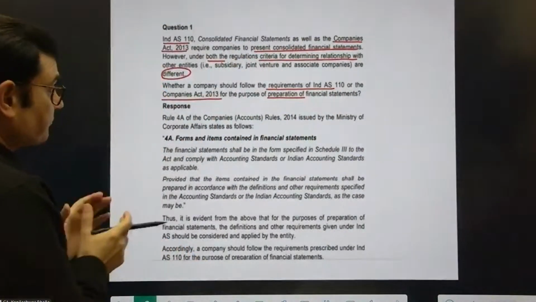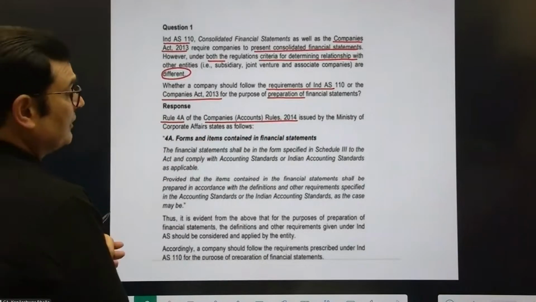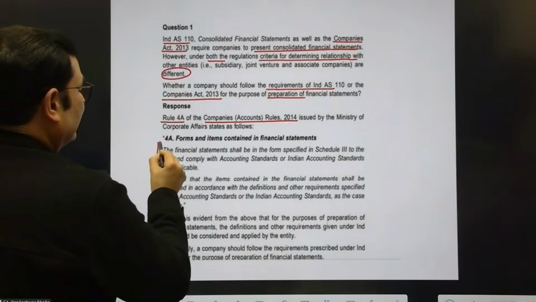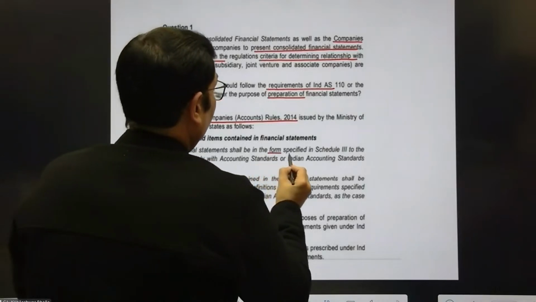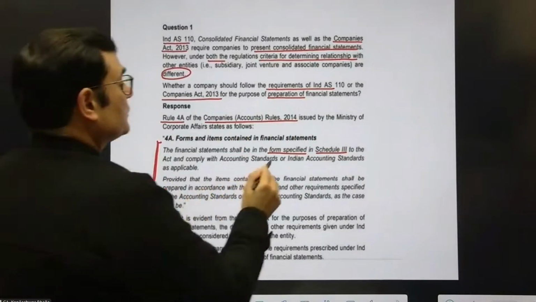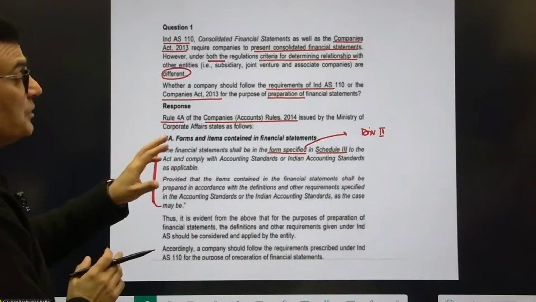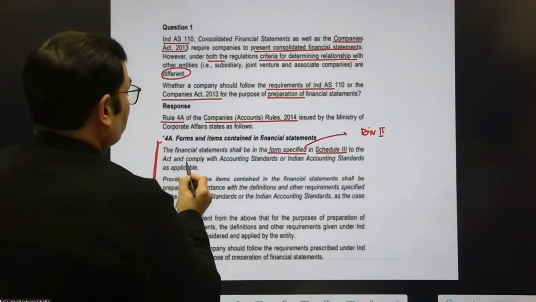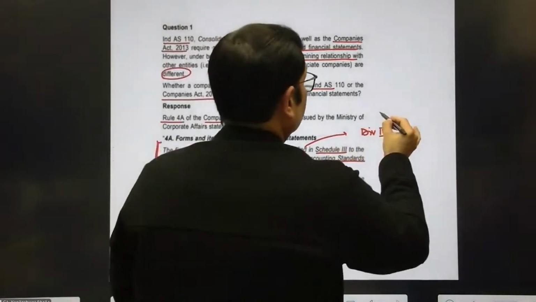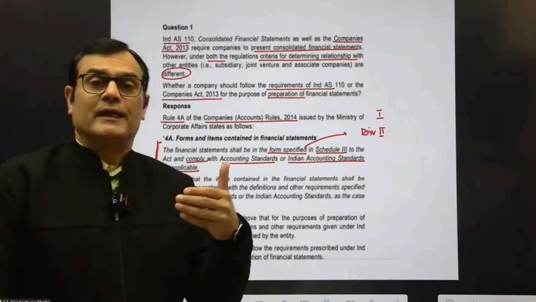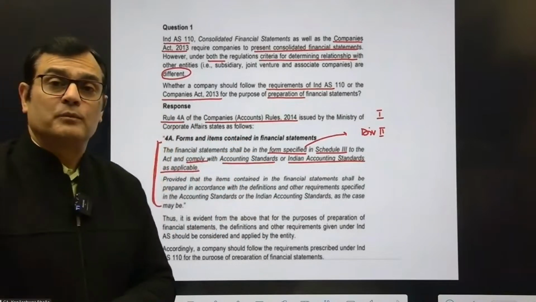So now let's look at the clarification. There is rule number 4A of the Companies (Accounts) Rules 2014 issued by the MCA, Ministry of Corporate Affairs. This is what is stated in rule number 4A. It says financial statements shall be in a form specified in Schedule 3 to the Act. That means we are looking at, in our case, Division 2. The financial statements need to be prepared in the format given in Division 2 to Schedule 3, and should comply with the accounting standards or the Indian accounting standards as applicable. Of course, we're making a reference to Division 1 as well, but in our course, since we are focusing on Division 2, I said format as per Division 2. So very clearly it says format as per Schedule 3, Division 2, and it should comply with the Indian accounting standards.